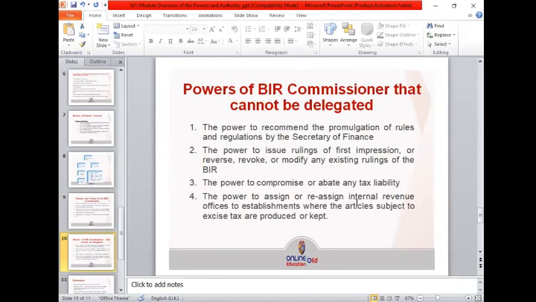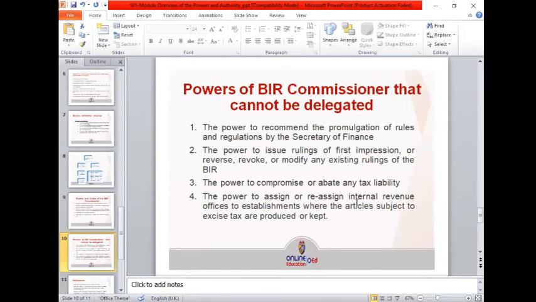And what are the powers of the BIR commissioner that cannot be delegated or transferred? Of course, the power to recommend the promulgation of the rules and regulations by the Secretary of Finance. He cannot delegate it to the other commissioners, only him or her. The power to issue rulings of first impression and to reverse, revoke, or modify existing rulings of the BIR. They cannot delegate that. Only the BIR commissioner has the power to do that.